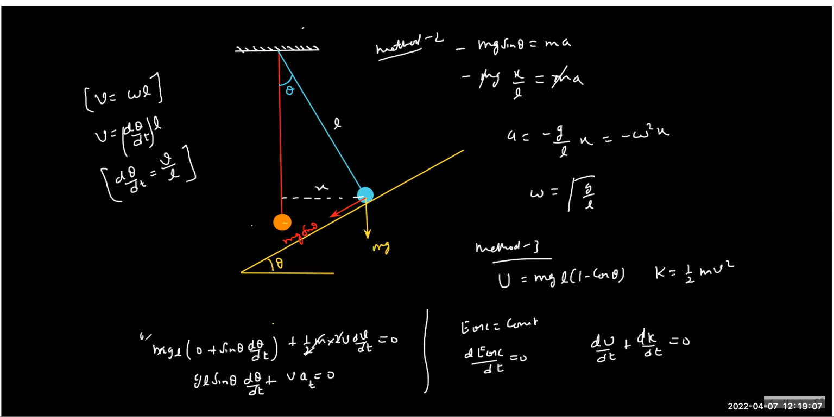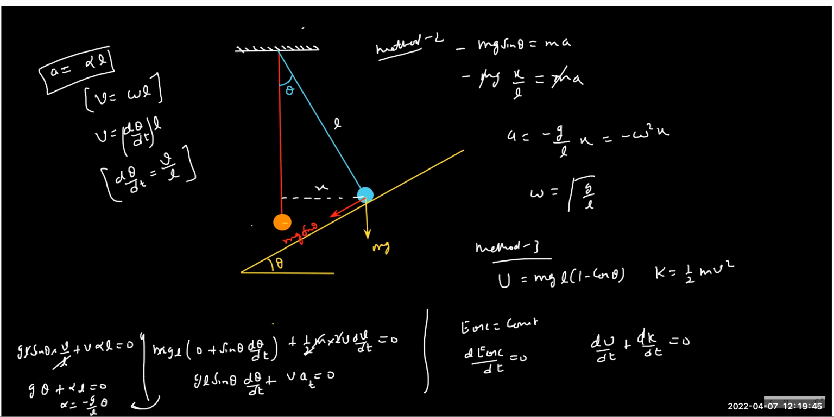So this will become gL sin theta into v by L. And a_T we can write as alpha into L. Tangential acceleration, because v is omega L, so a_T is alpha into L. This is from the chapter of rotational dynamics. So v also cancels out. And because of a small angle, sin theta is theta. So g theta plus alpha L equals zero. Alpha is minus g by L theta. So you can see eventually all will lead to the same answer. No matter how you approach the problem, it will lead to the same answer.